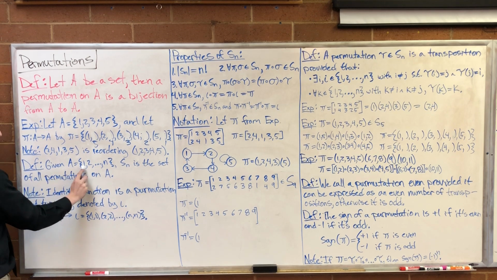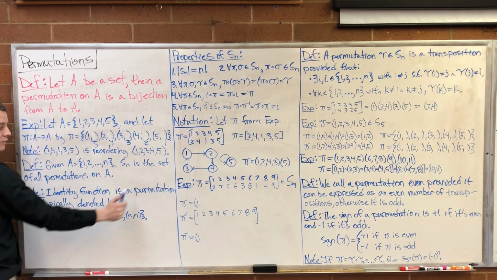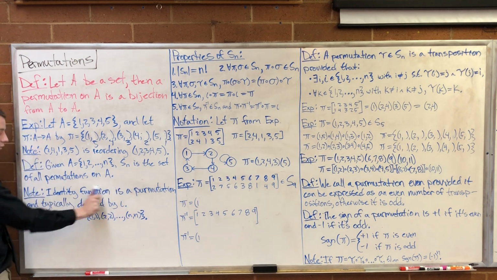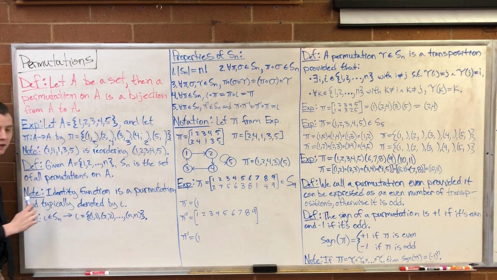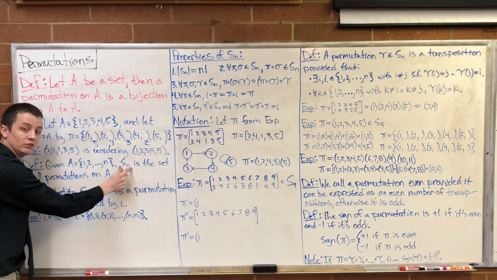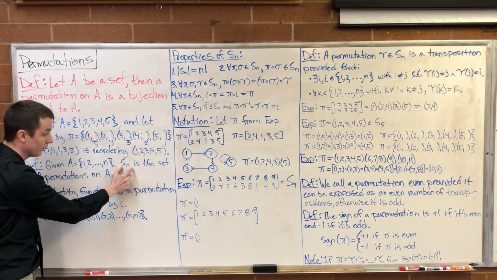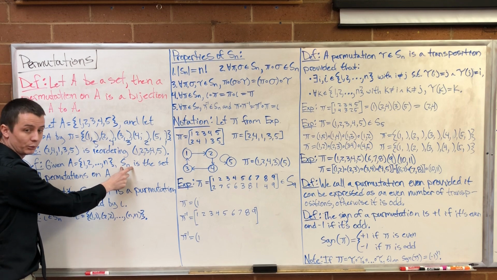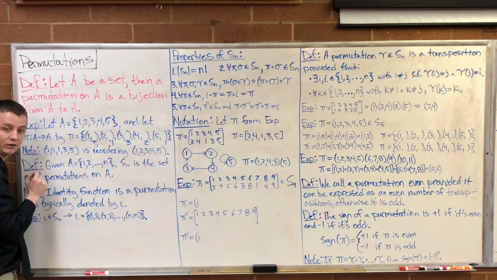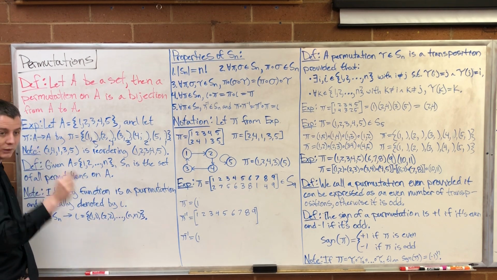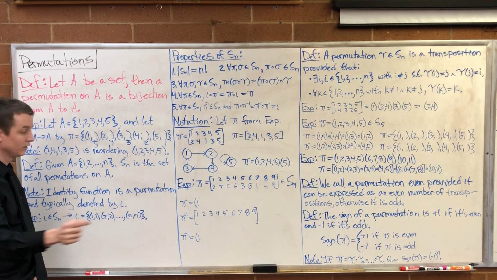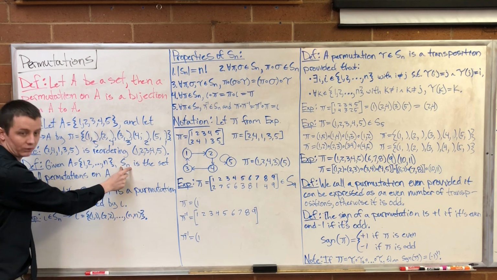So given A is equal to 1, 2, 3, 4, 5 all the way up to n, and Sn is the set of all permutations on A, how many elements are in Sn? N factorial. Sn is a set of all permutations. It's the set of all the functions. How many possible permutations are there if A has n elements? There's n factorial possible permutations. So Sn has n factorial elements.